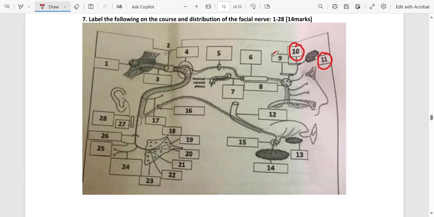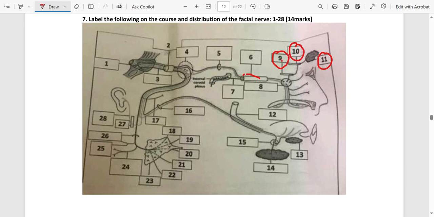And then you have also this nerve here. This is the maxillary nerve. Okay, number 9. That's the maxillary nerve. And then coming back, you can see we have got this structure that is hollow.